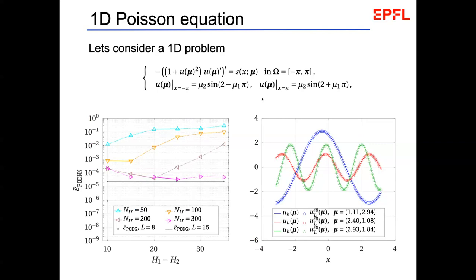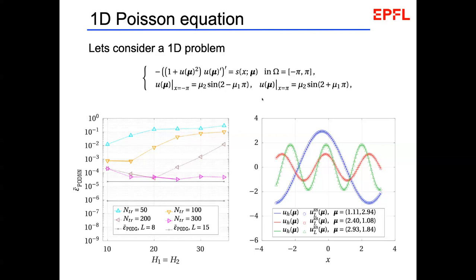The horizontal lines are the error that we make by taking a particular solution and projecting it onto the linear space of size either 8 or 15. In other words, this is the best accuracy we can get. This is the best accuracy you can get with a linear space of size 8 or 15. Cannot do better than that.